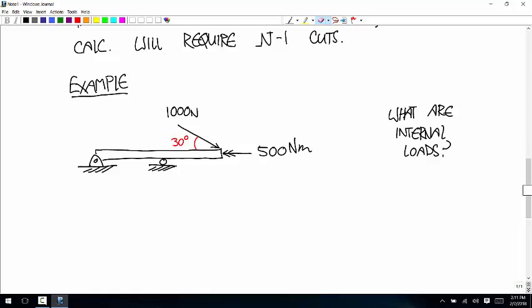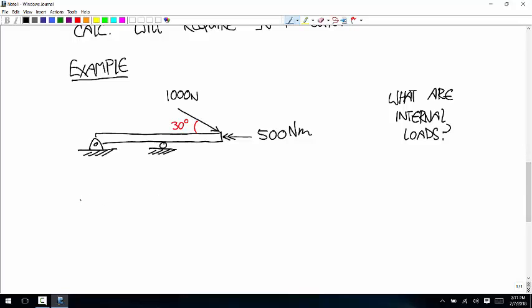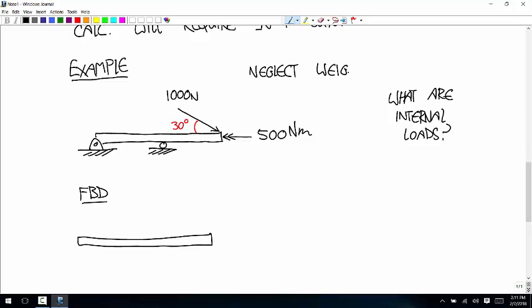Well, the first thing we have to do is calculate the external loads at the joints. And again, we're going to neglect the weight on this. We neglected the weight on the last one too. Can you think of why I would be neglecting the weight on this?